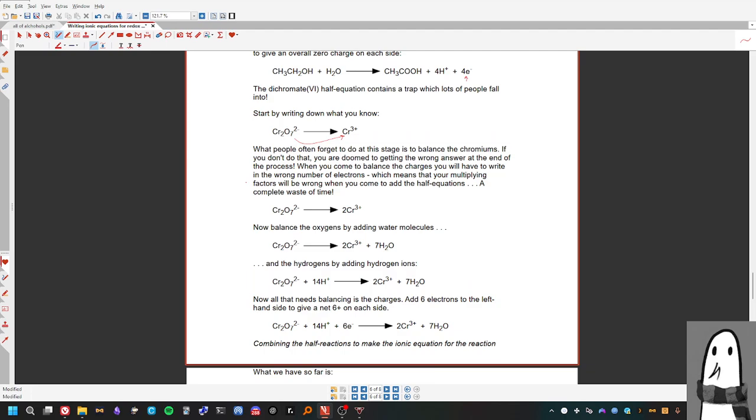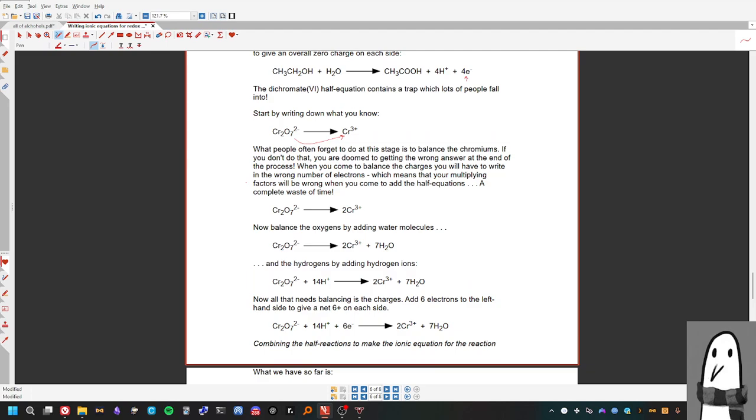Okay, this is kind of interesting. What people often forget to do is balance the chromiums. If you don't do that, you're doomed to get this answer wrong at the end of the process. When you balance the charges, you will have to write in the wrong number of electrons, which means the multiplying factors will be wrong when you come to adding the half equations.